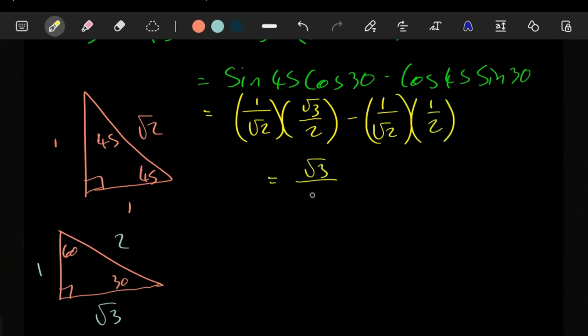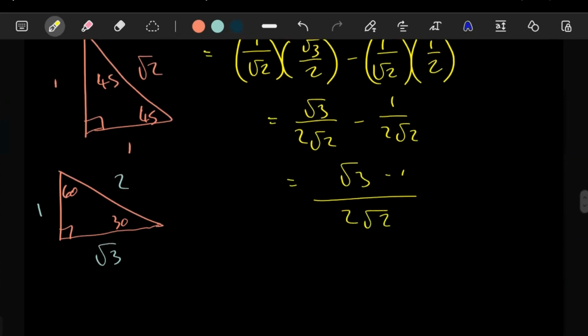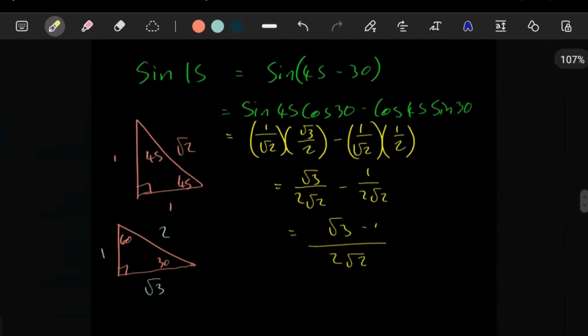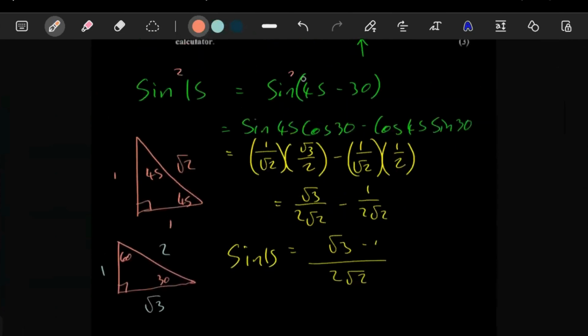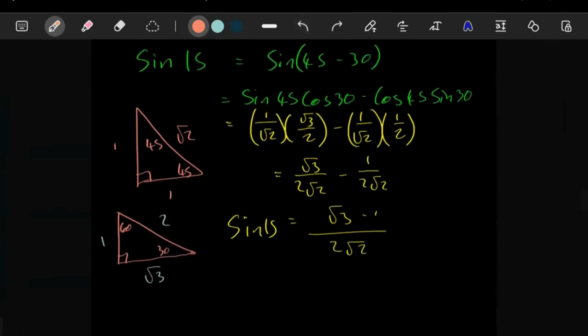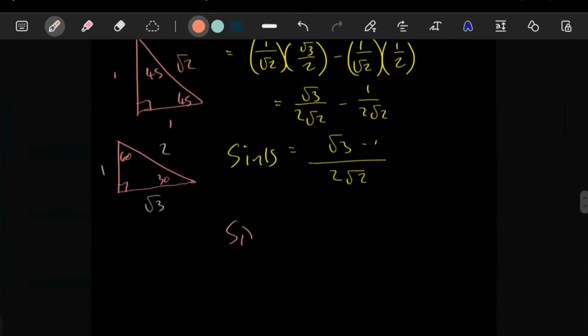Square root of 3 over 2 square root of 2, minus 1 over 2 square root of 2, gives square root of 3 minus 1 over 2 square root of 2. There we go. This is your answer for sine 15. So if it's sine 15 squared, it means that everything gets squared. But anyway, sine 15 squared is just this whole thing squared, right?